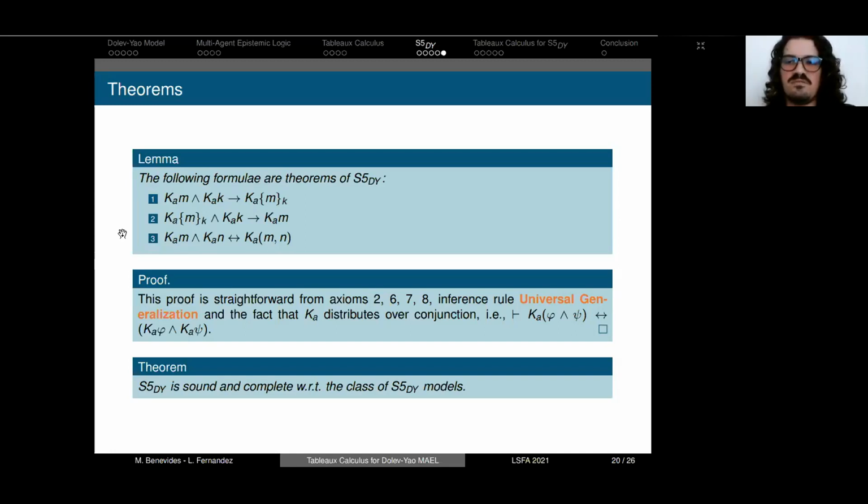The proof is quite straightforward using the axioms, the universal generalization rule, and the distribution of the knowledge operator over conjunction. And we also prove that the system is sound and complete.